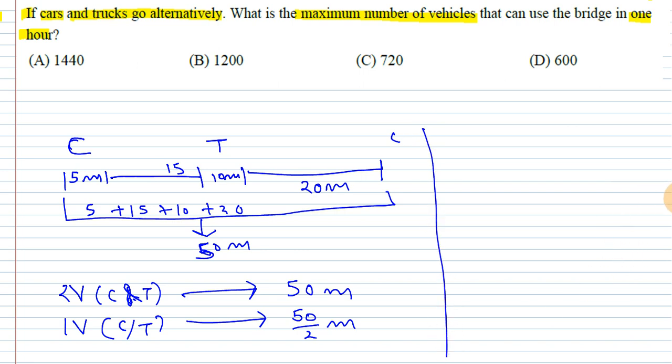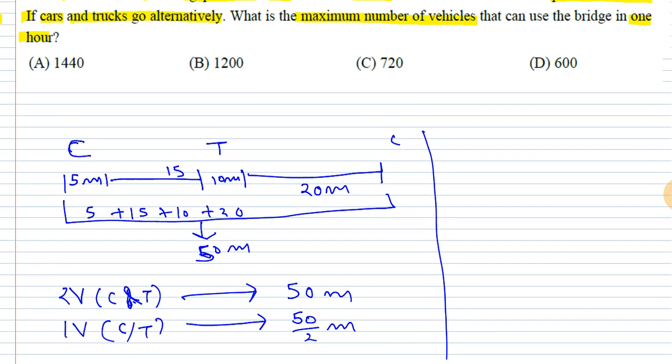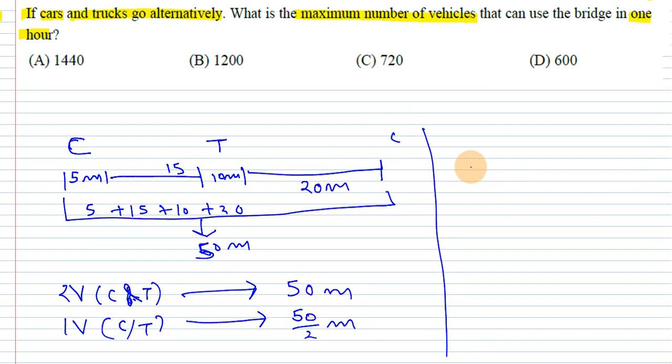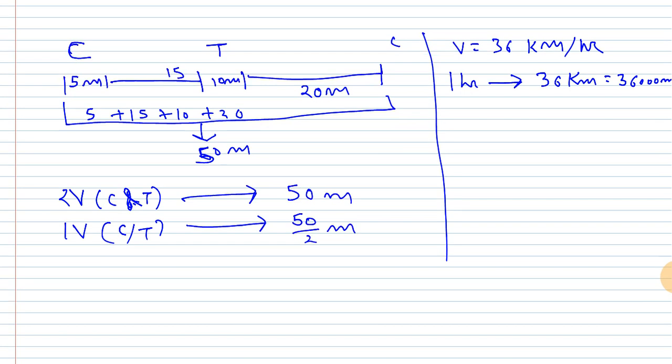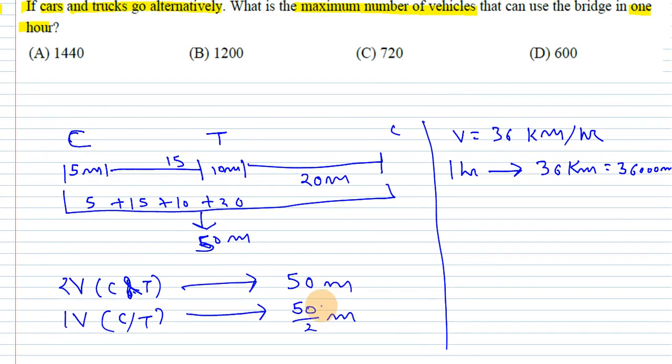Now in the question they have asked for the maximum number of vehicles that can use the bridge in 1 hour. They have given the speed of 36 kilometer per hour. So what does it mean? In 1 hour the car and truck are covering 36 kilometer, which is equal to 36,000 meter, right? And we know that one vehicle is covering 50 by 2 meter.